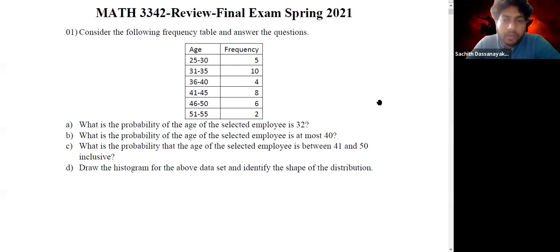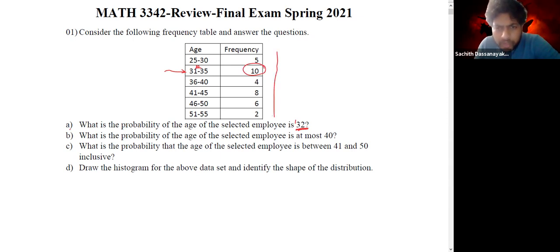So here 5. So you need to find the probability that the age of a selected employee is 32. You have to figure out which age group 32 belongs to. You can see this is the particular age group, 32 is somewhere here. So what is the frequency? It is 10.